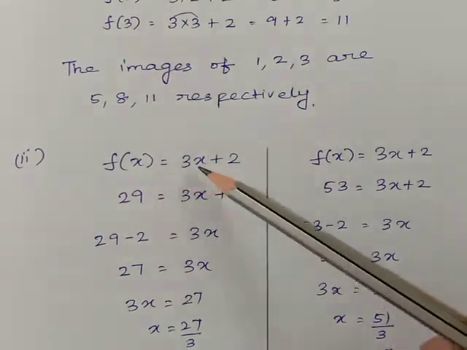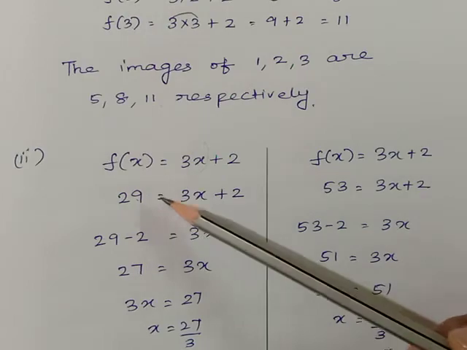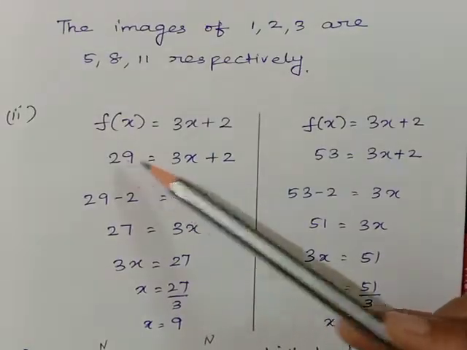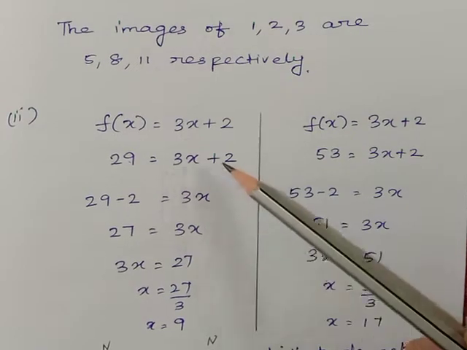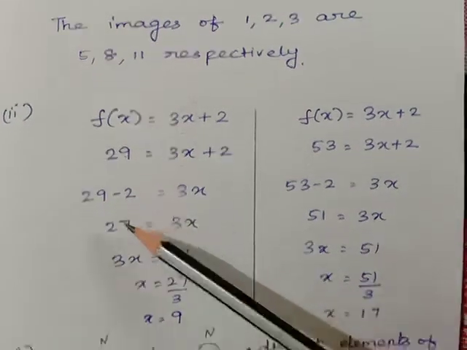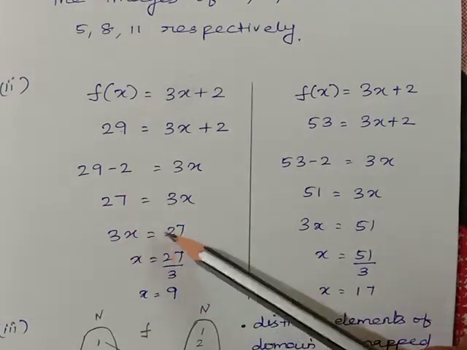So f of x equals 3x plus 2. In the place of f of x, I have written 29. 29 equals 3x plus 2. Our aim is to find the value of x. The nearer number we will take to the other side. Plus 2 when taken to the other side becomes minus 2. 29 minus 2 is 27. So 3x equals 27.